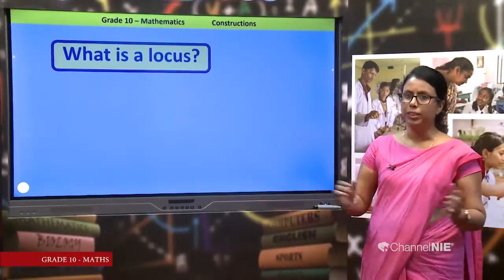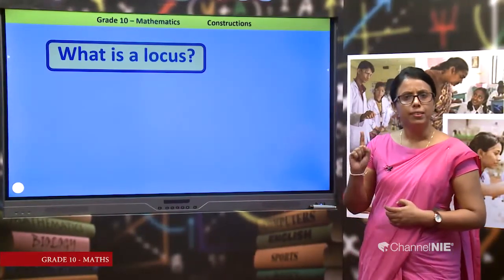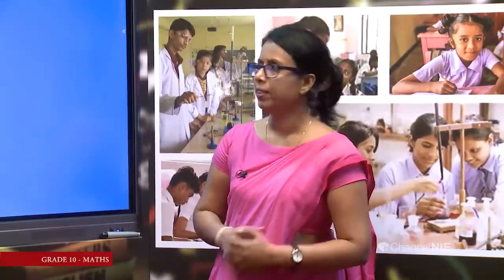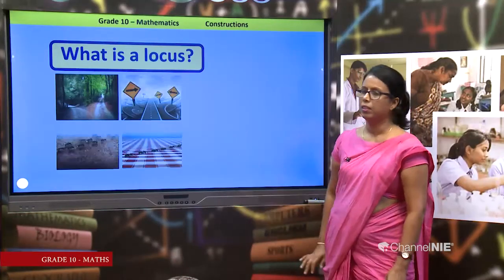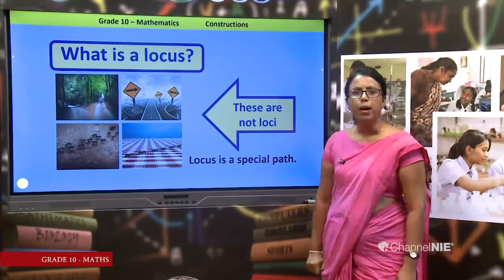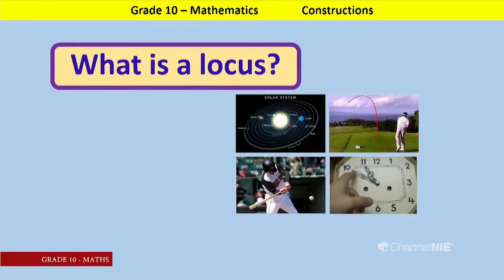Before going to construct loci, let's see what is locus or loci. Locus is the singular word for loci. Locus is a path. There are so many paths in our environment. Hope you have seen ants moving. That is also a path, but we can't say that is a locus in mathematics. Locus is a special path. Locus is a path of a point moving according to geometrical law.